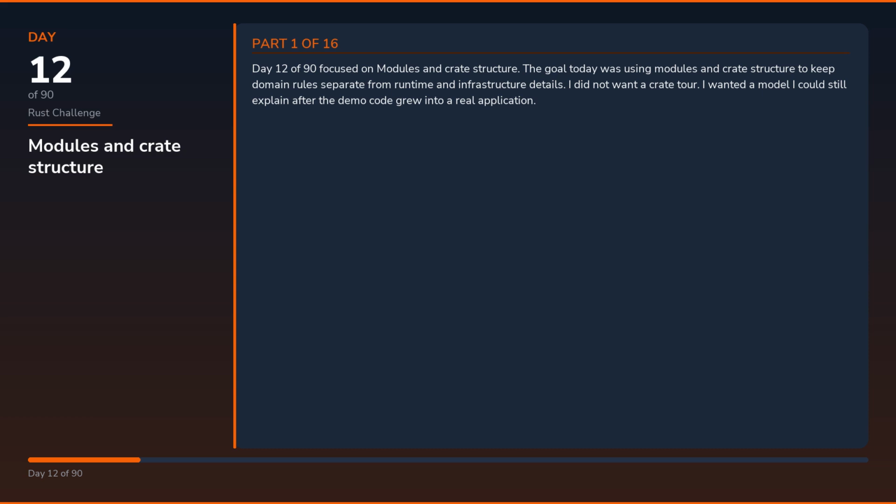Day 12 of 90 focused on modules and crate structure. The goal today was using modules and crate structure to keep domain rules separate from runtime and infrastructure details. I did not want a crate tour. I wanted a model I could still explain after the demo code grew into a real application.